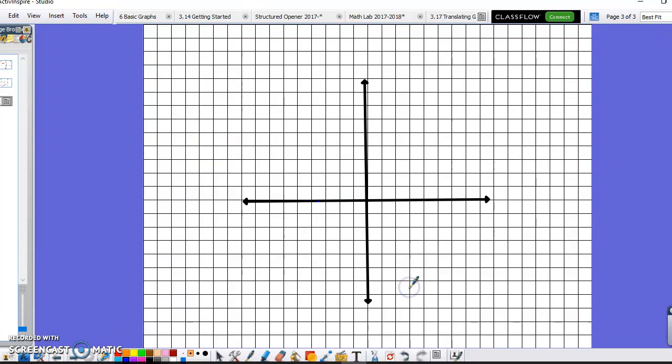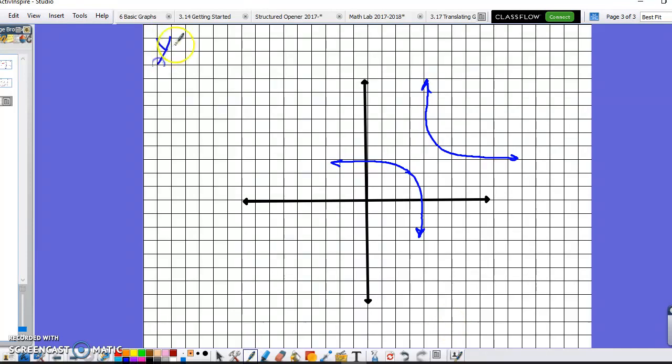Alright, let's take a look at another one. So let's do this graph here. Let me sketch this graph, what it's going to look like. Okay, something like this, and then, let's see. Alright, so again, let's repeat the process.